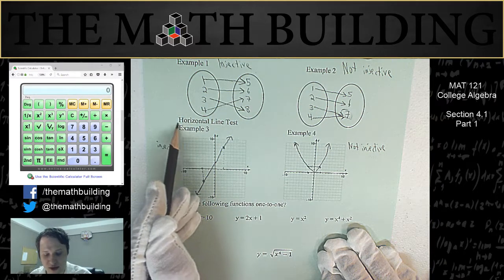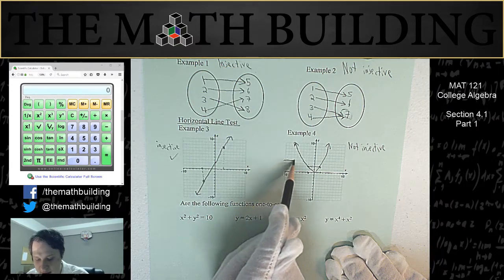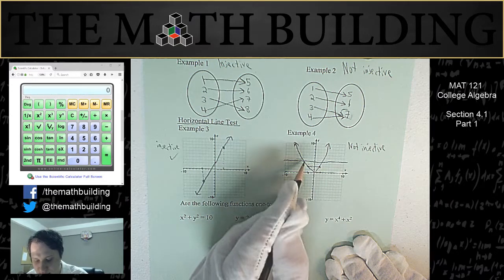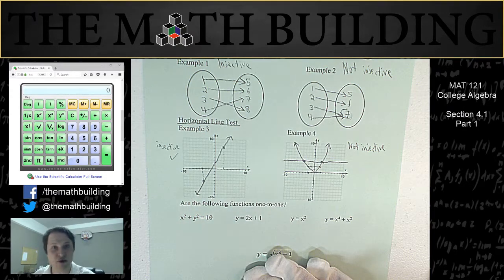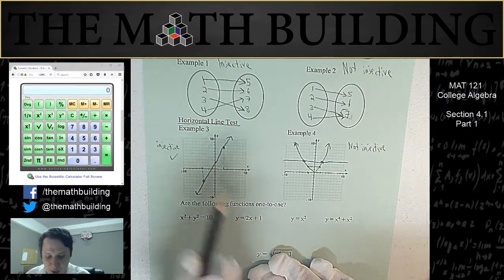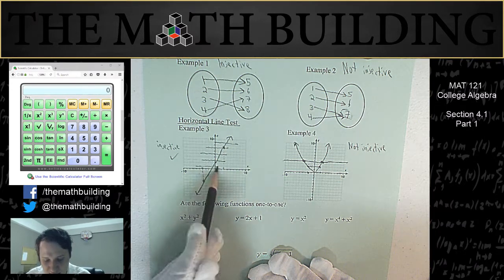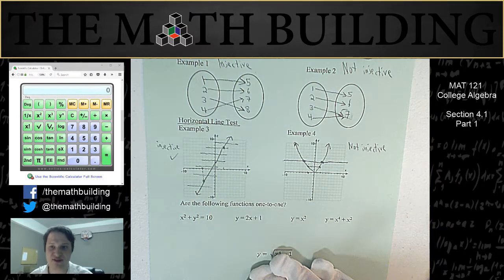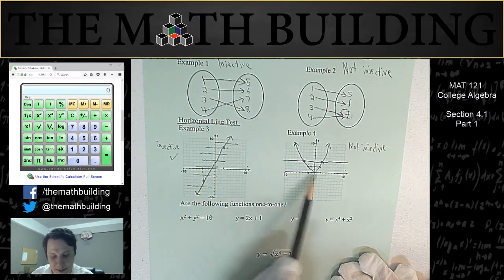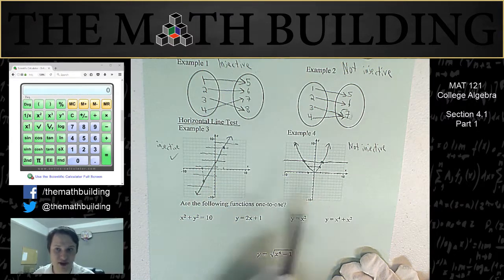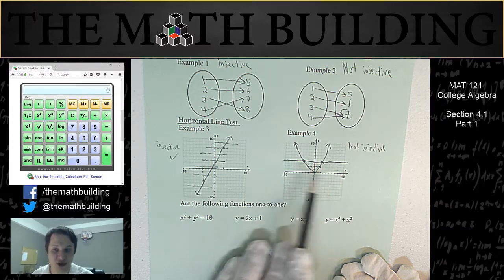So you can see how we can figure this out with the horizontal line test. If you can draw a horizontal line through a graph that touches it in two places or more, then you know that it's not injective. However, if every time you draw a horizontal line through it, it only touches the graph at one place, then you know that it is injective. Notice again that both of these are functions. It's just that this is an injective function and this is not an injective function.